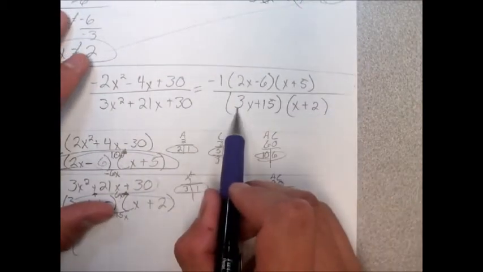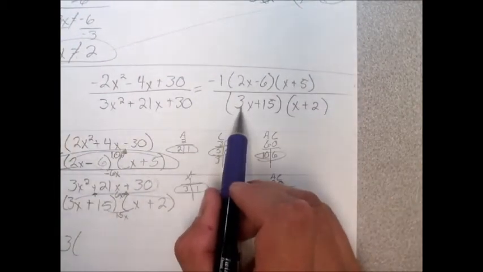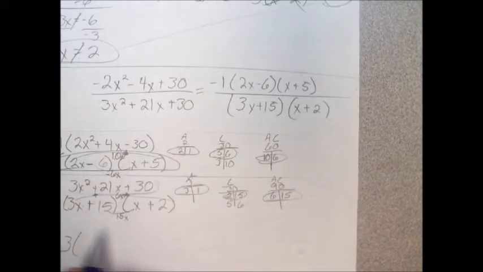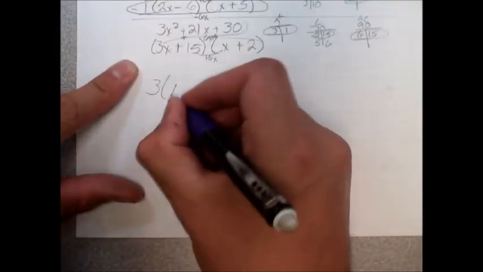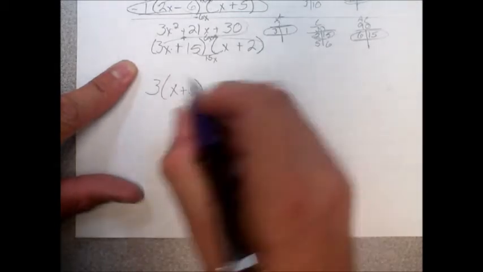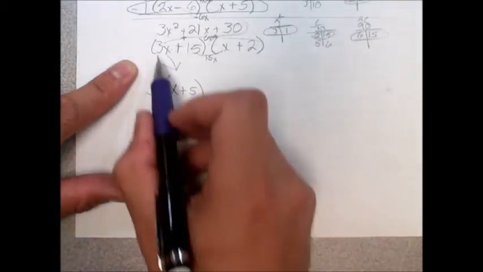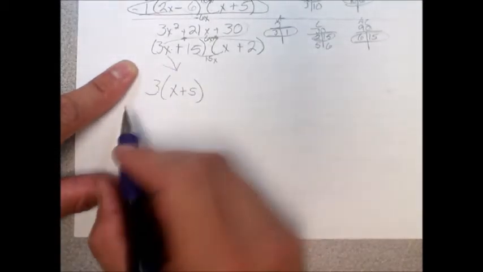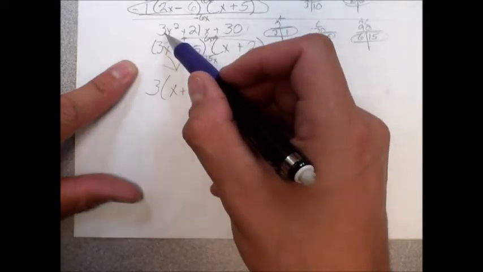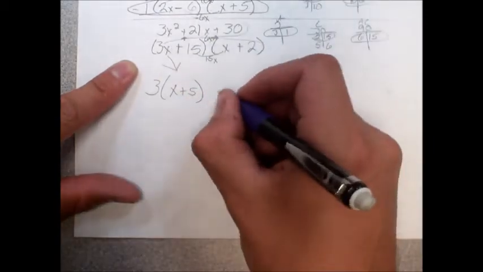What we may notice here is that this is also divisible by 3. Do you see this? Everything inside of this one is divisible by 3, so I'm going to pull it out of there. So this is divisible by 3. I'm left with x plus 5. Okay, does everybody see that transition? Now what I should have done is pulled out that factor at the beginning. That would have made my life a little bit easier.